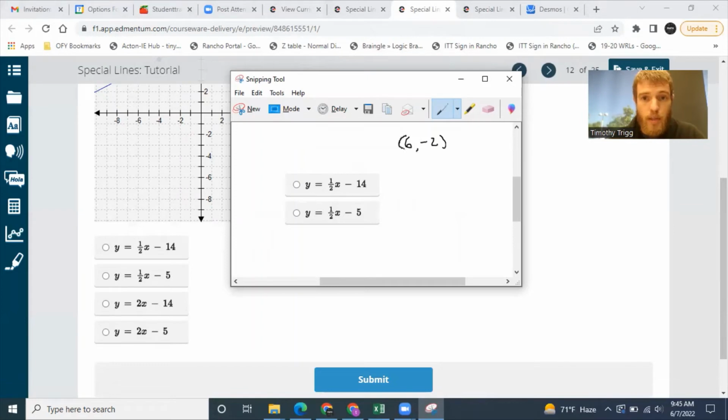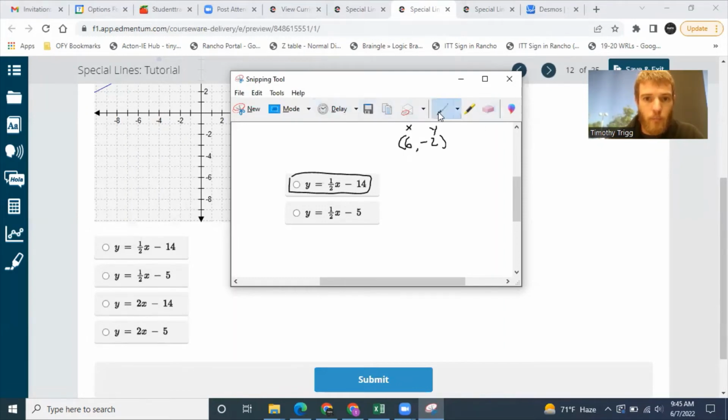All right. So what that means is this is your x coordinate and this is your y coordinate. So if I replace x with 6 and replace y with -2, the correct answer should give me a true statement. You'll see what I mean. So here I'm going to try this first equation. I'm going to replace the x with 6, and I'm going to replace the y with -2. So how does that look?